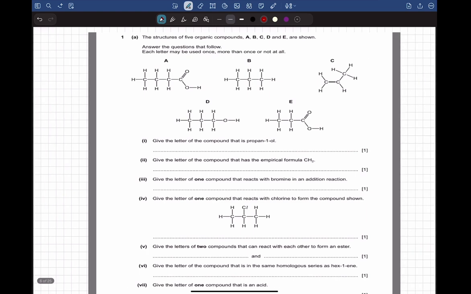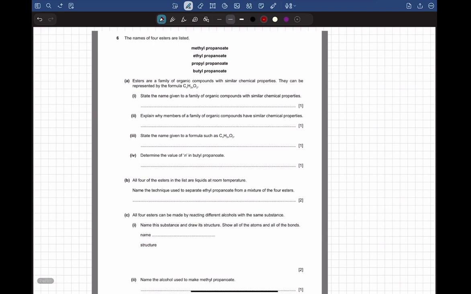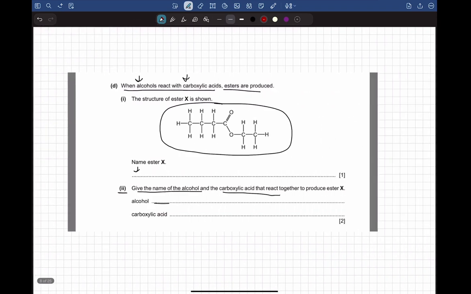Okay? This question, see. Give the letters of two compounds that can react with each other to form ester. Now, I'm hoping you recall that esters are made from acid and alcohol. So you can see acid here. This is an acid. This is also an acid. And alcohol is D. This. So you can say A and D or A and E. You need one acid, one alcohol. Done. This question is the most important one. We will do this in the end.